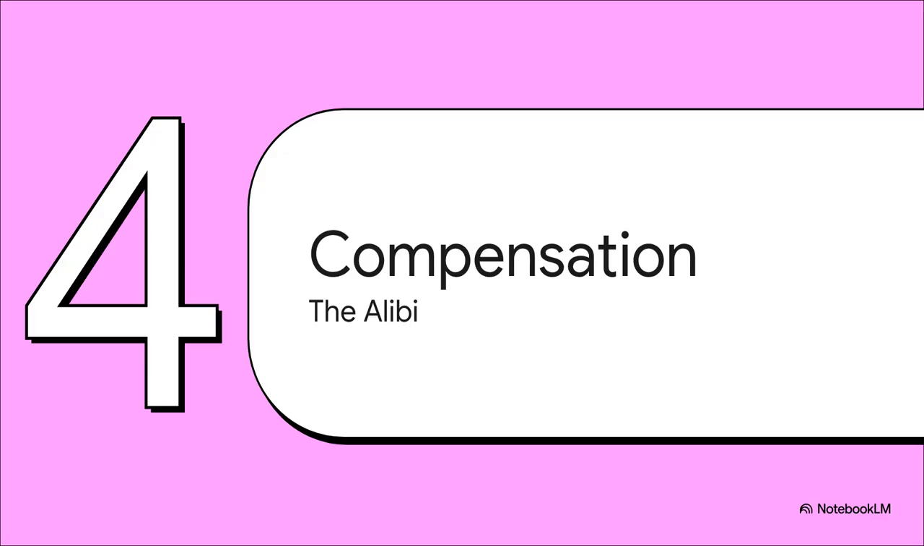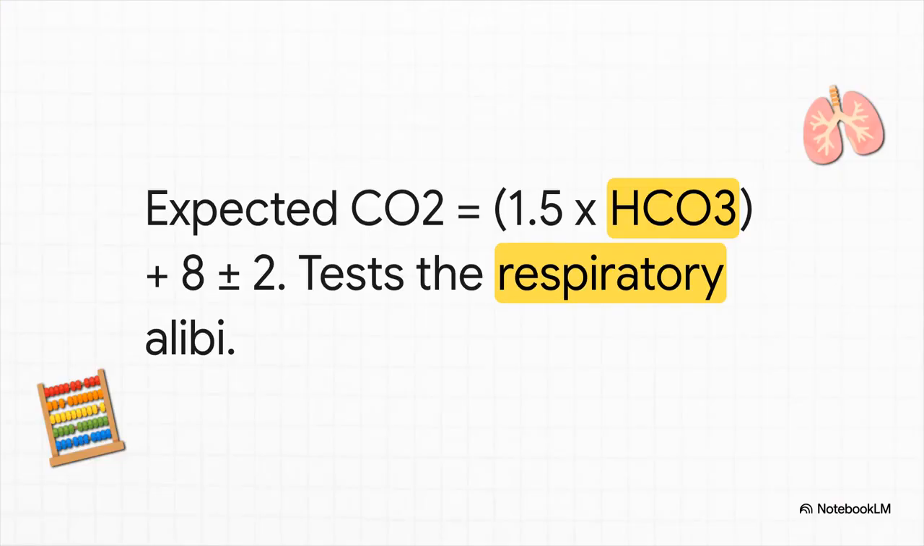Now for step 4, the alibi, checking compensation. We shift our focus to the body's defense mechanisms. We have to interrogate the system. If one part fails, is the other system genuinely trying to fix the problem, or does its alibi completely fall apart under scrutiny? Enter Winter's formula.